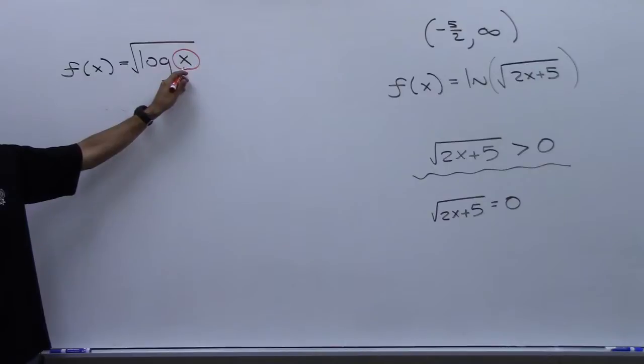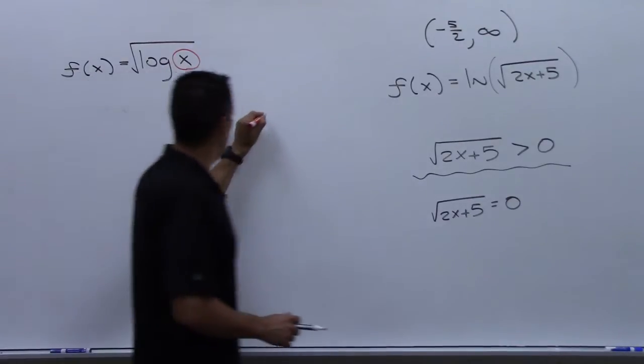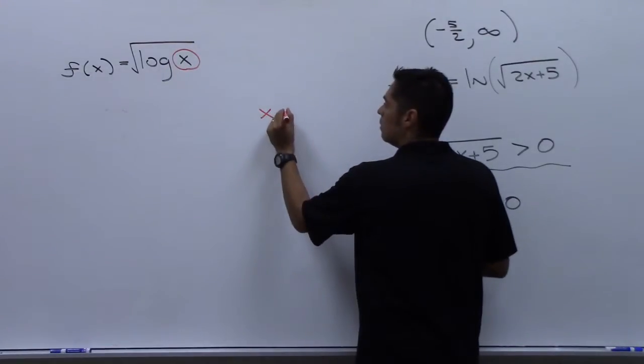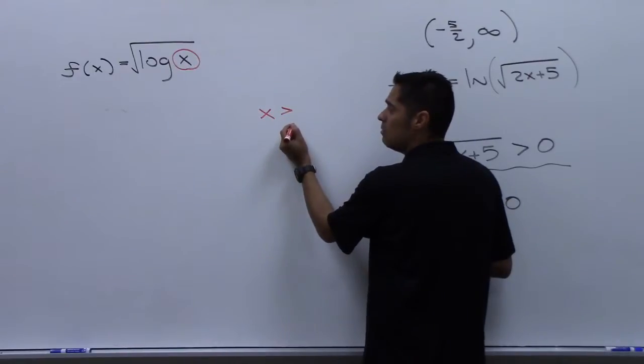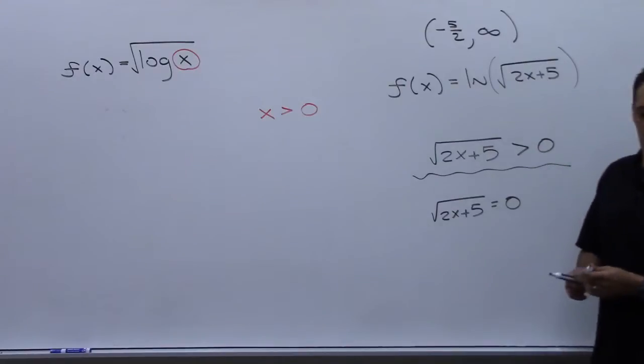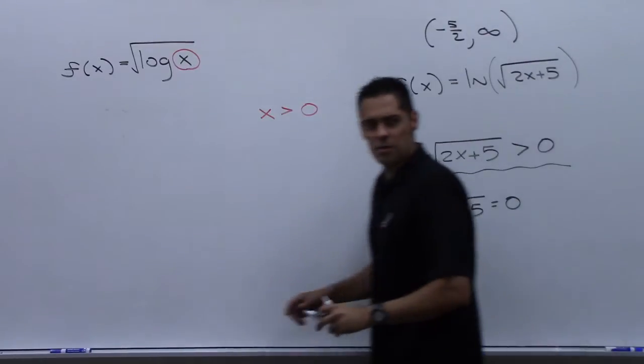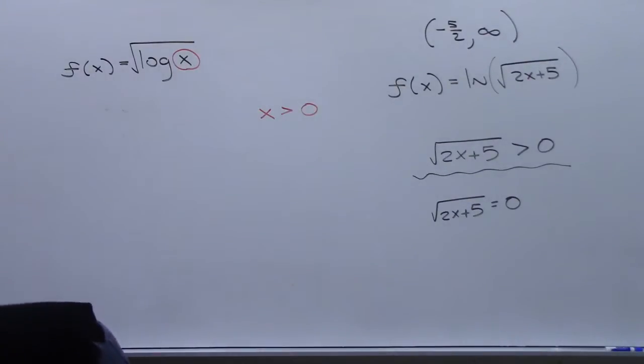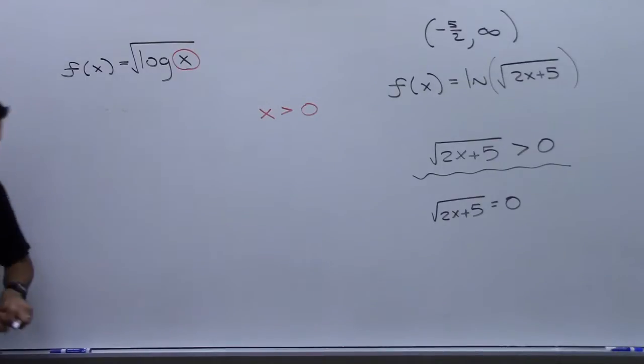So let's look at the red part first. What can you tell me about x? X must be equal to or greater than 0. Can it be equal to 0? You sure? Because log of square root 0, 0 is 0. What's log of 0?